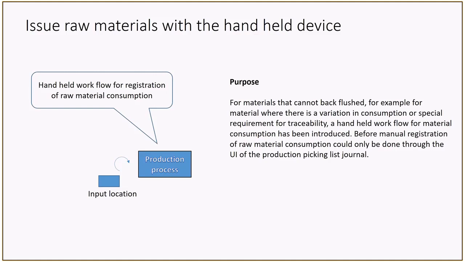So far that has been supported by the picking list journal. So the user would have to go to the picking list journal. It could be created when you started the production order but not posted.